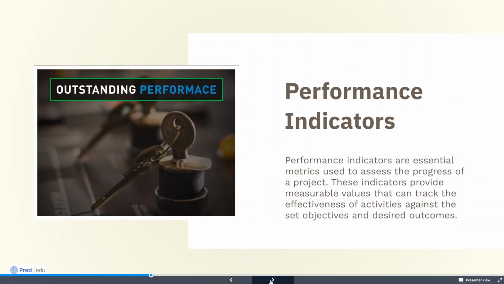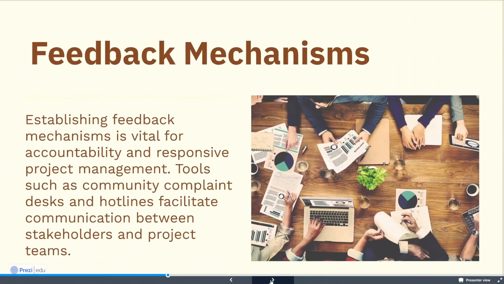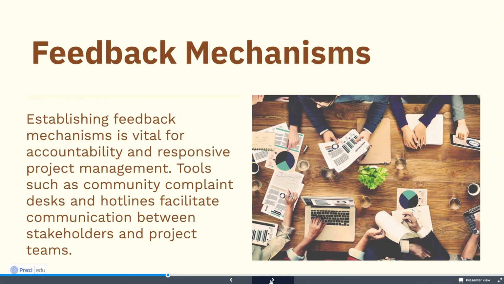Performance indicators are essential metrics used to assess the progress of a project. These indicators provide measurable values that can track the effectiveness of activities against the set objectives and desired outcomes. Establishing feedback mechanisms is vital for accountability and responsive project management. Tools such as community complaint desks and hotlines facilitate communication between stakeholders and the project team.